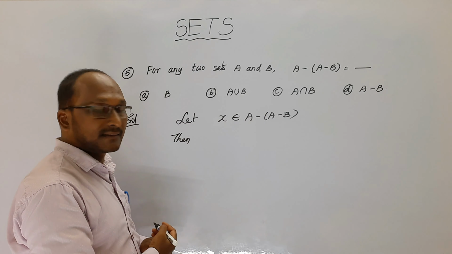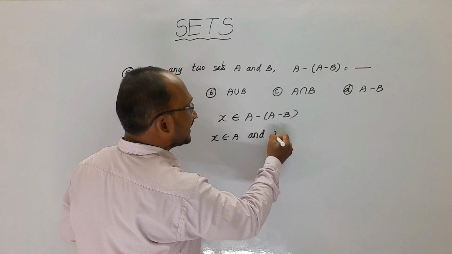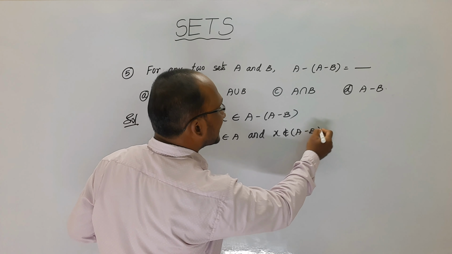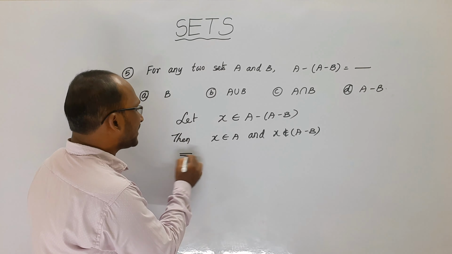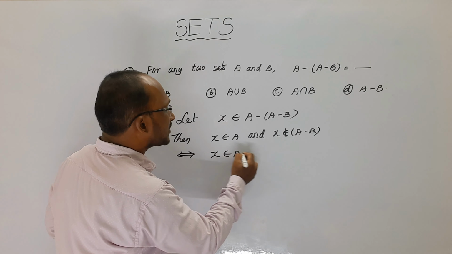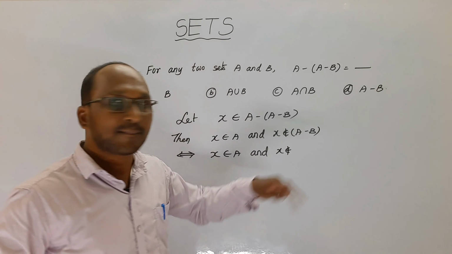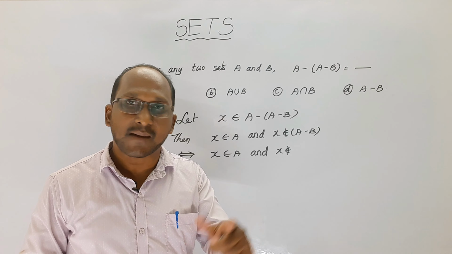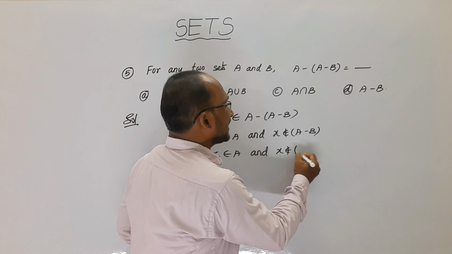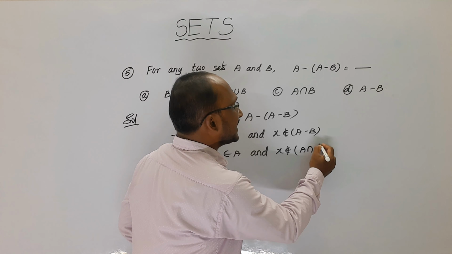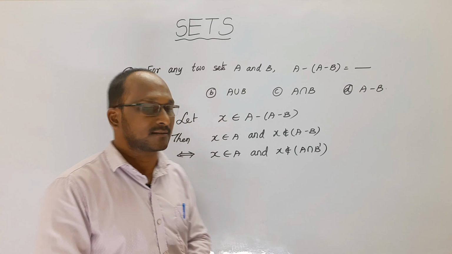Now we can describe this element as x belongs to first set A and x does not belong to A minus B by the definition of difference of two sets. It implies that x belongs to A and x does not belong to. In the previous question we have proved that A minus B is equal to A intersection B complement. So let us replace this set by its equal set A intersection B complement, because A minus B is nothing but A intersection B complement.